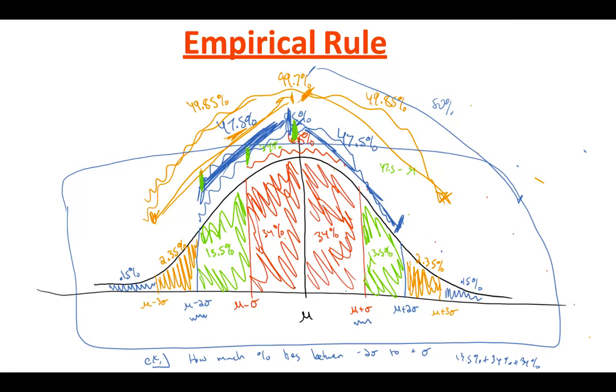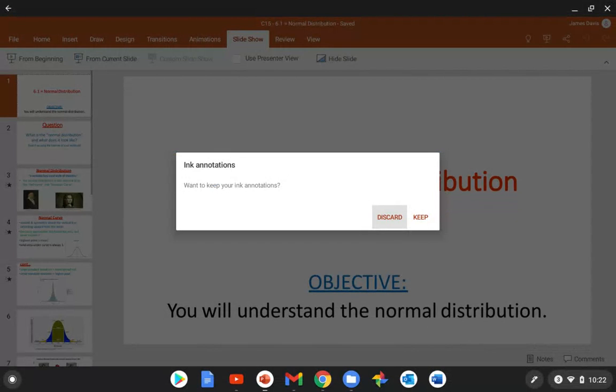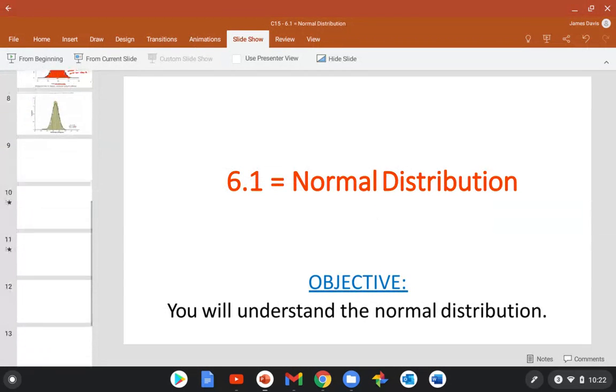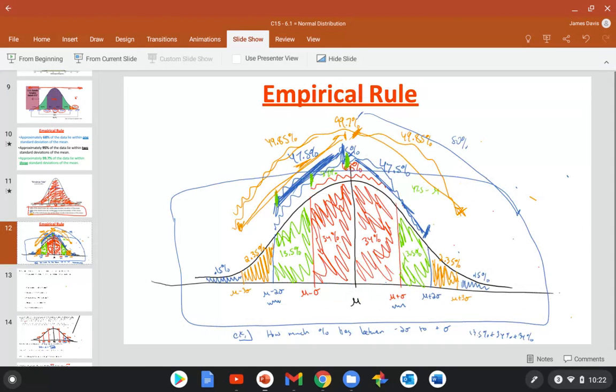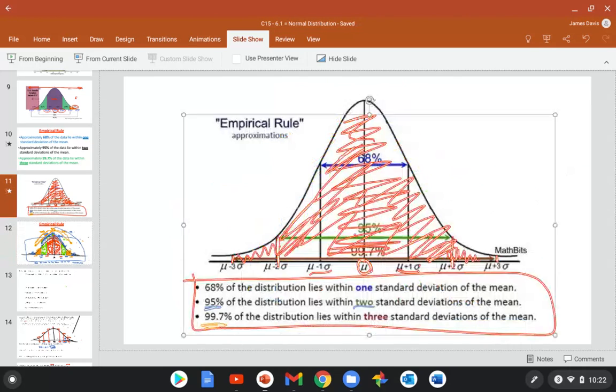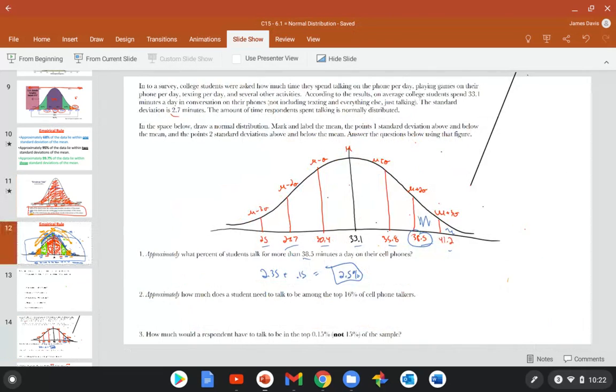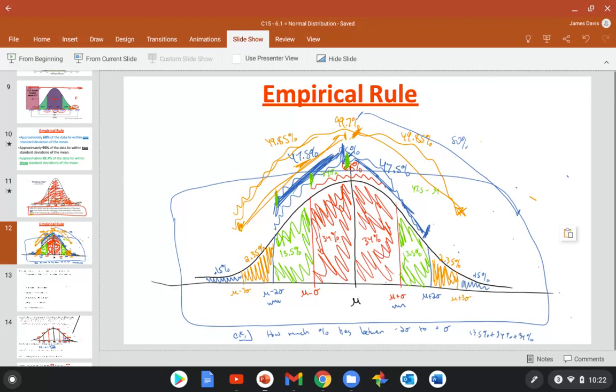So top 16%. My slideshow is not working. I'll get back to this chart here. So top 16%. Well, I said approximately, and if we look at these three put together here, we got 13.5, 2.35, and 0.15. If you add those together, you're actually going to get 16%. So it's going to be everything greater than that one standard deviation of the mean.